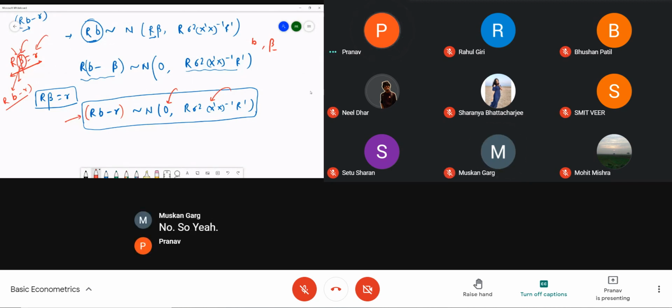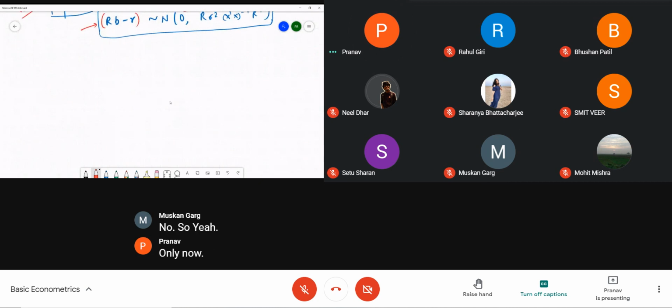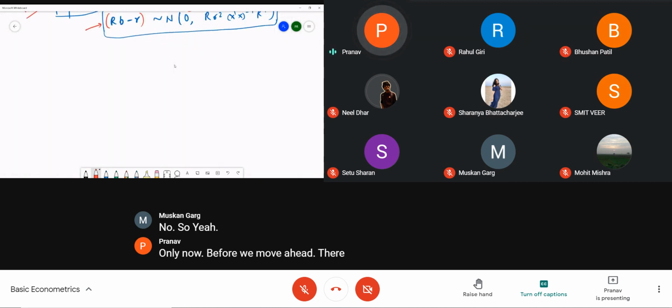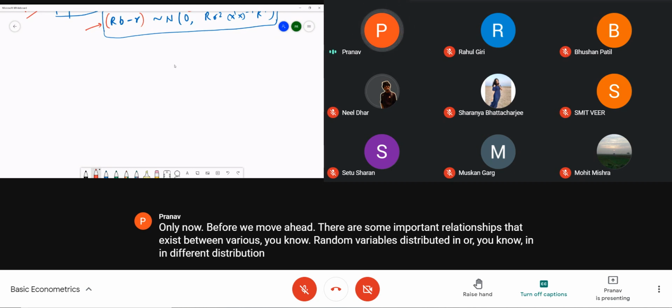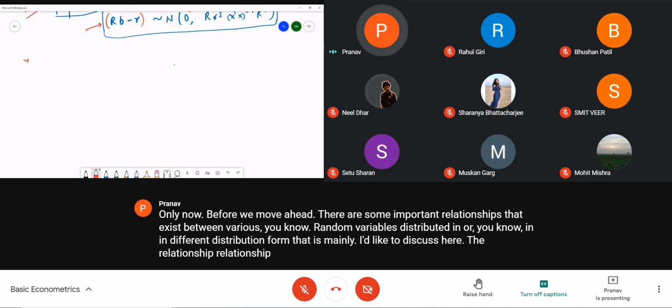Okay, all right. Now, before we move ahead, there are some important relationships that exist between various random variables distributed in different distribution forms. Mainly I'd like to discuss here the relationship between Z, that is standard normal variate, chi-square, T, and F distributed random variable.